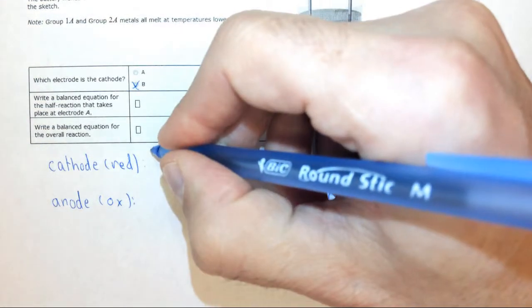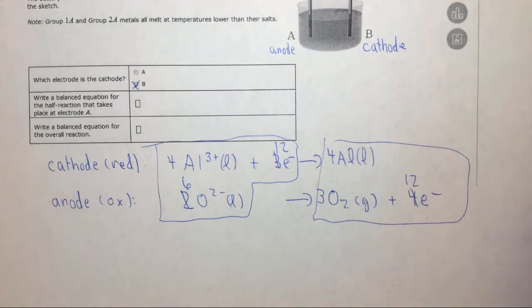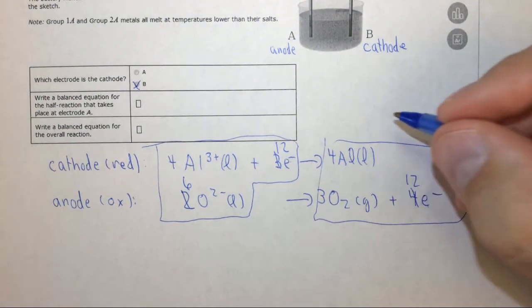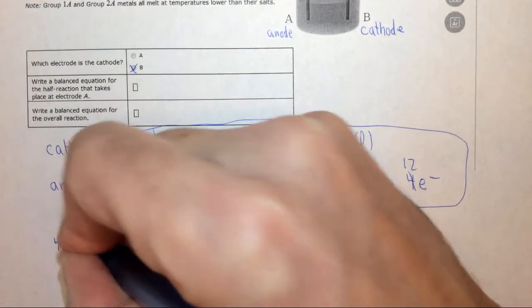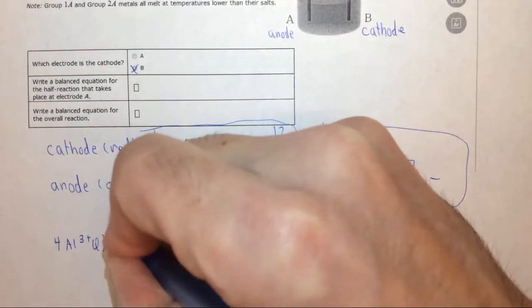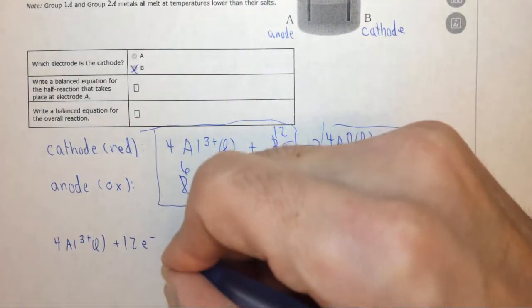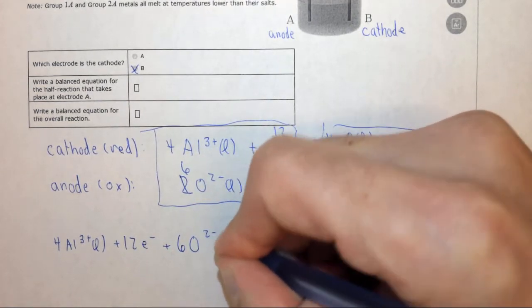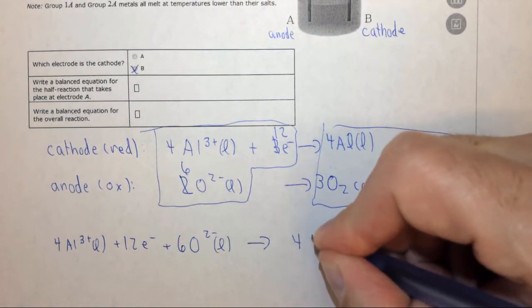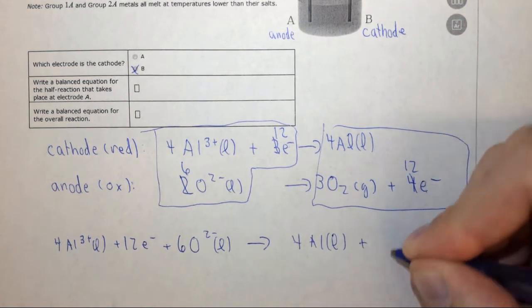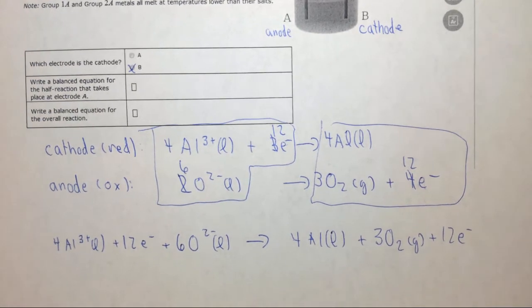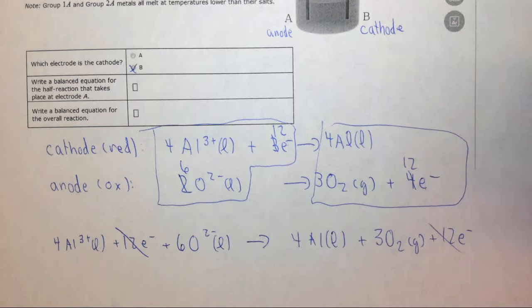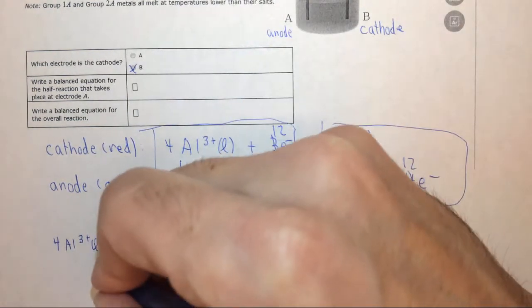Now we can add the reactions together. To do that, we add everything on the reactant side on the reactant side, everything on the product side on the product side, and then cancel out anything that's on both sides. So here we have 4 Al3+ liquid plus 12 electrons plus 6 O2- liquid yields 4 aluminum liquid plus 3 O2 gas plus 12 electrons. And in this particular case, the only thing that's common on both sides is the 12 electrons that we needed to cancel out. So we cancel them out.